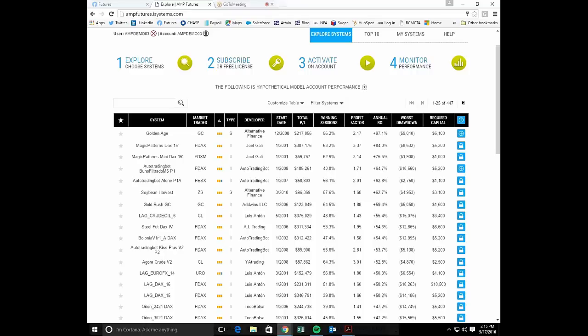And you can see here we've got locked systems and unlocked systems. And so every time you pull up a system, it's the exact same format. And you can even sort here by start dates, by profit factors, winning sessions, worst drawdowns, which is always a number that people tend to forget about, the required capital.